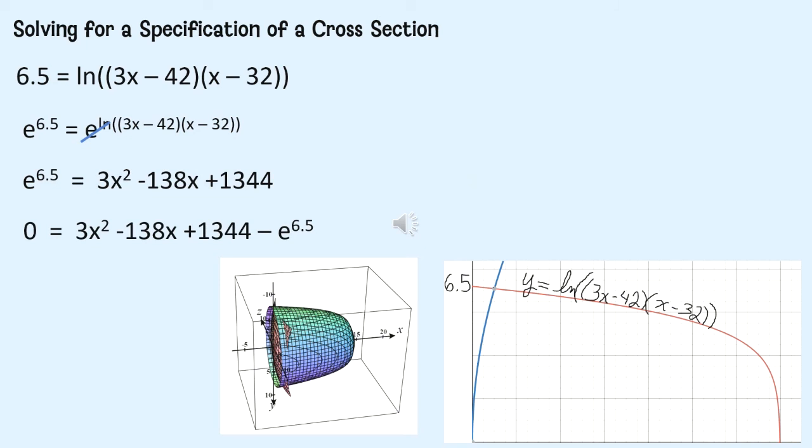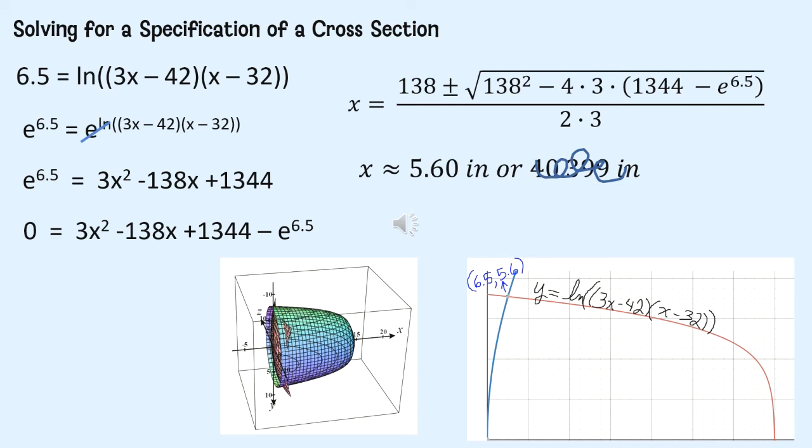Now, this is a messy quadratic equation, and the way we normally solve messy quadratic equations is with the quadratic formula. But for the quadratic formula to work accurately, I need it set equal to 0. The quadratic formula is used to find the zeros of a quadratic equation, so I can't have my quadratic set equal to e to the 6.5. It's actually not going to do its job. So I need to subtract e to the 6.5 from both sides and group it with the 1,344 because both of those are the constants. And then I would be able to use the quadratic formula.